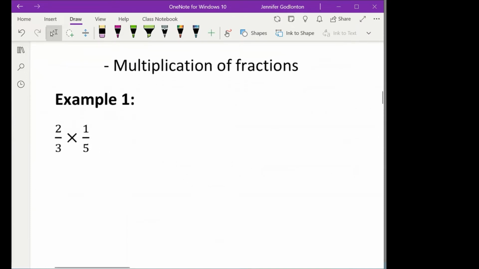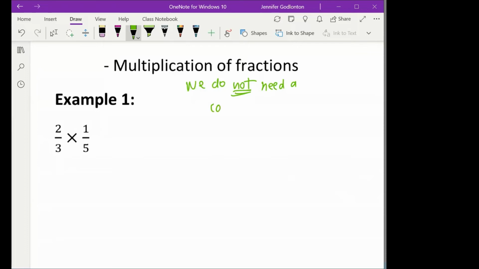Now, in multiplication of fractions, do I need a common denominator? Yes or no? What do you think? No! Look at that big capital letter. I absolutely do not need a common denominator. We do not need a common denominator.